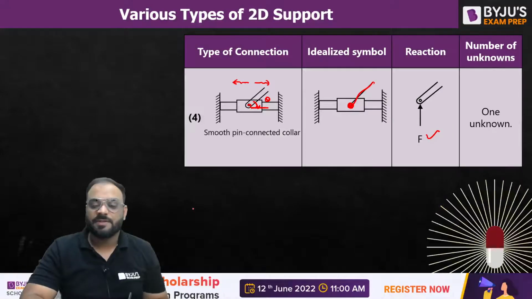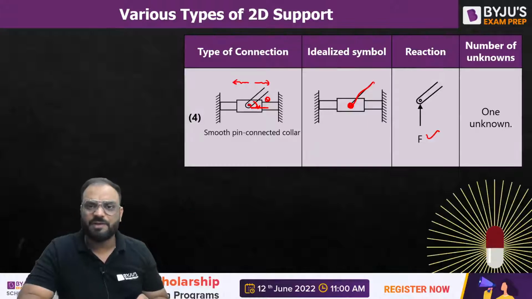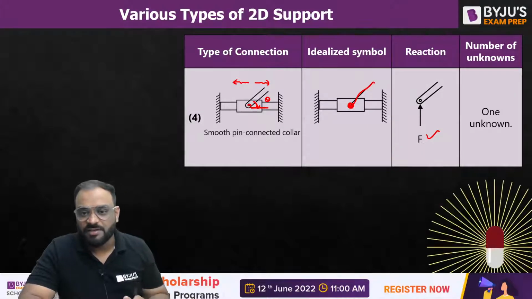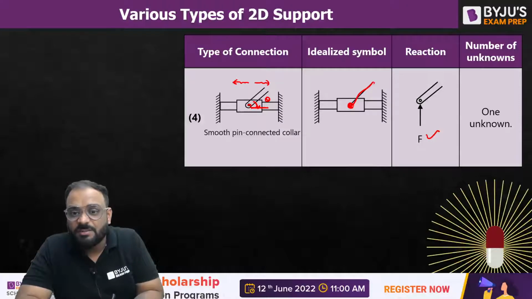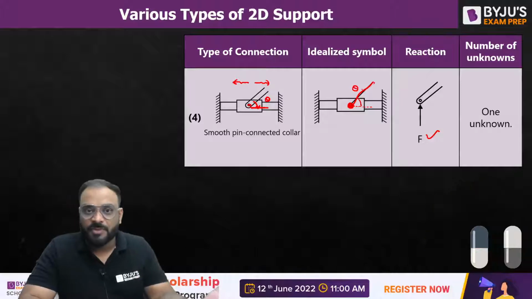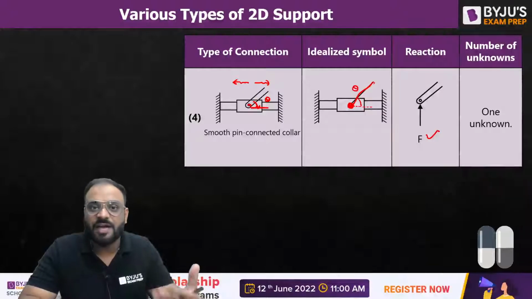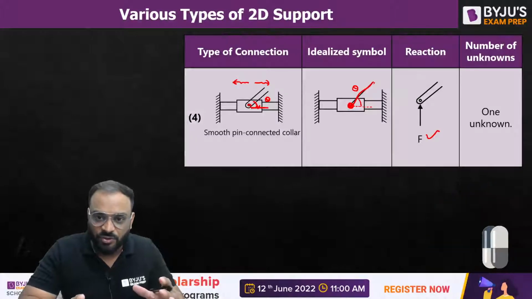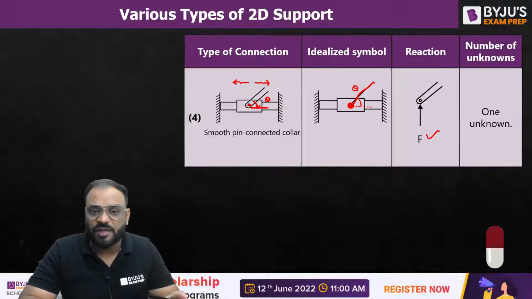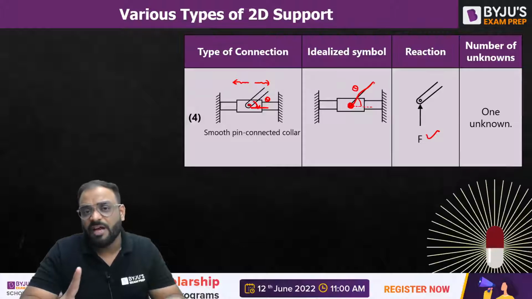What about moment, sir? Guys, in this particular case, there is no moment reaction which is to be developed over here, right? Why? Because the angle between this particular member and the collar can change while moving it. So definitely we don't have any kind of angular reaction. Clear? So this is one of the types of support, you can say, in which again we have one reaction.